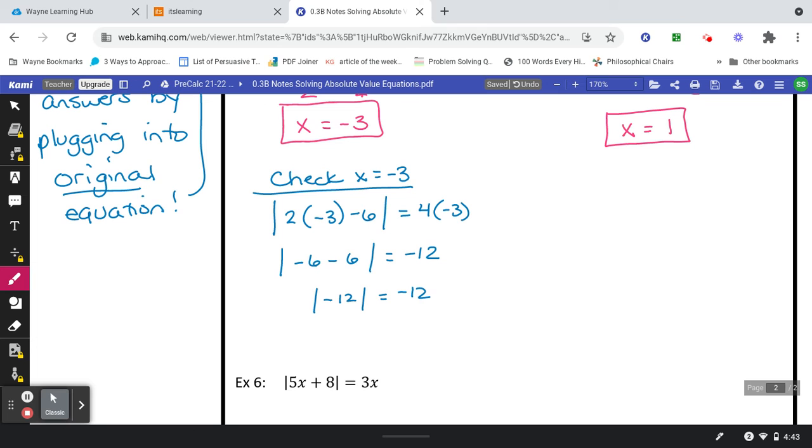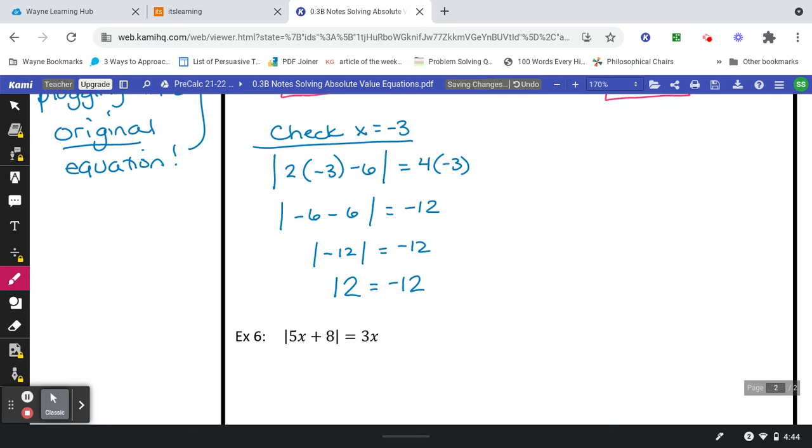And remember, the absolute value is going to be positive because it is the distance from 0. So just like on our very first number line, the absolute value of negative 3 was 3. The absolute value of negative 12 is going to be a positive 12. But I still have the negative 12 on the right. Positive 12 is not equal to negative 12, so I'm going to write not true.